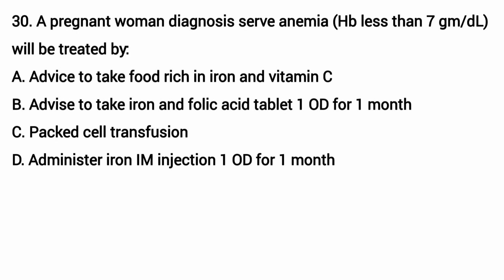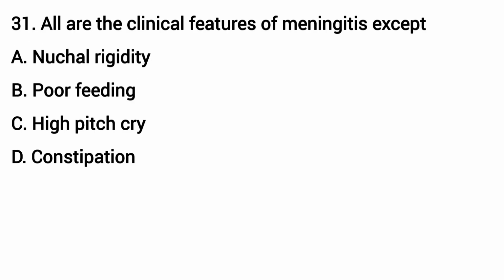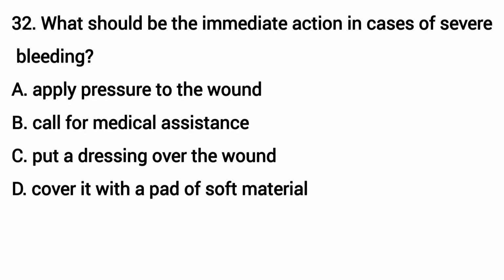A pregnant woman diagnosed with severe anemia, Hb less than 7 gram per deciliter, will be treated by. Answer is C. Packed cell transfusion. All are the clinical features of meningitis except. The answer is D. Constipation. What should be the immediate action in case of severe bleeding? The answer is A. Apply pressure to the wound.